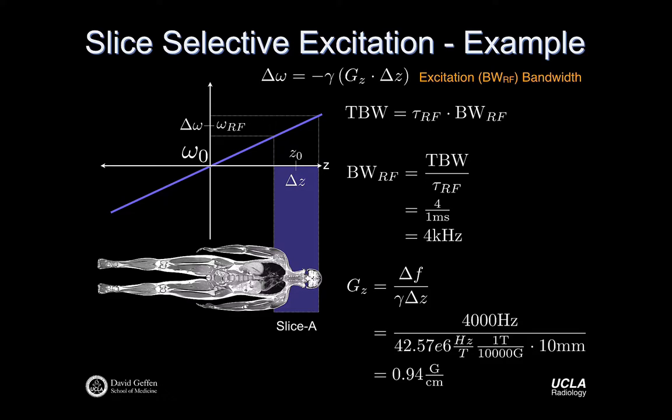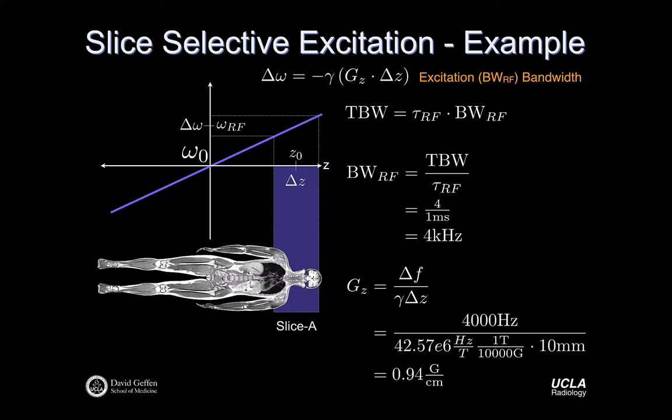So let's start off with the bandwidth for our RF pulse. The bandwidth for the RF pulse is just the time bandwidth product divided by the duration of the RF pulse. That just comes from this definition of the time bandwidth product. Sometimes it's convenient to describe it as a time bandwidth product, 4 pulse, 8 pulse, 16 pulse. And the example I had on the previous slide was that the time bandwidth product was 4, and it was a 1 millisecond pulse. And so that meant that the bandwidth of that pulse is 4 kilohertz.